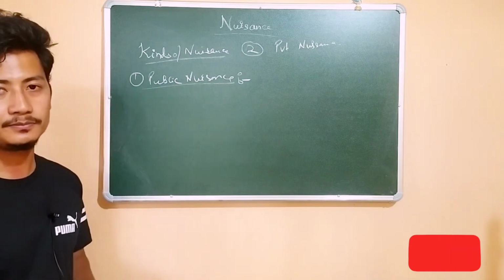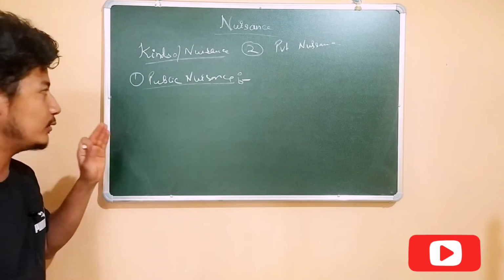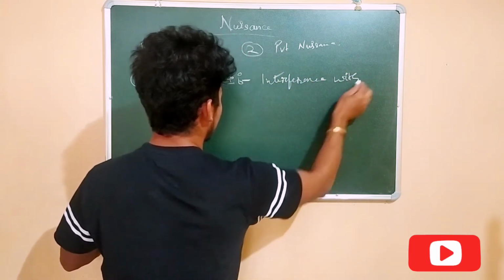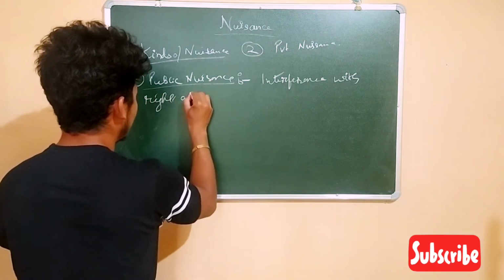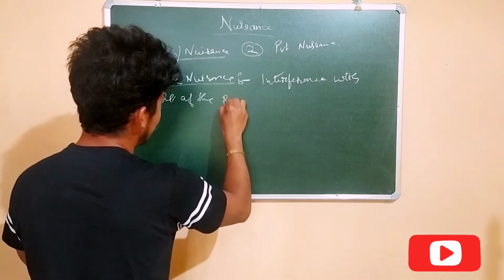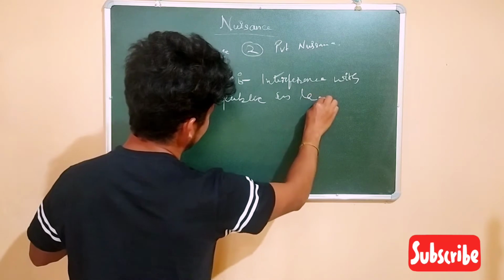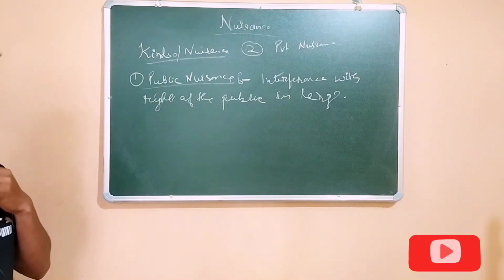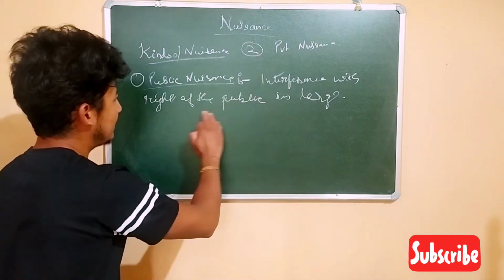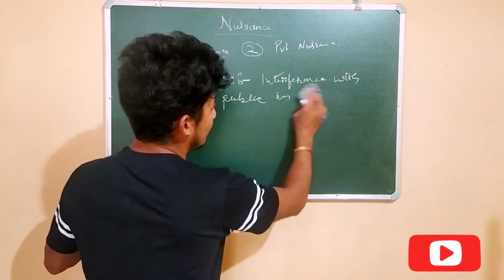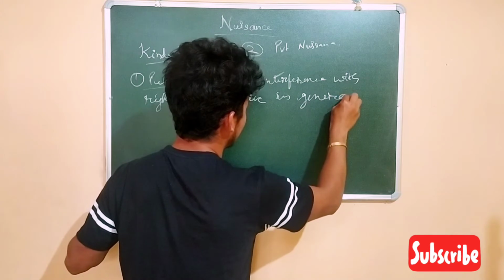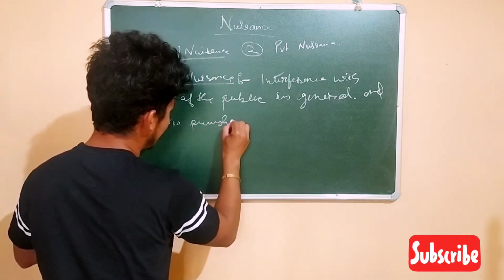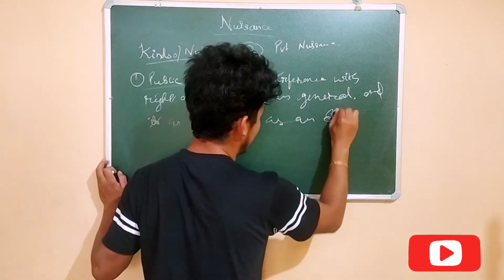So what is public nuisance? Public nuisance is an interference with the right of the public in general, and it is punishable as an offense.